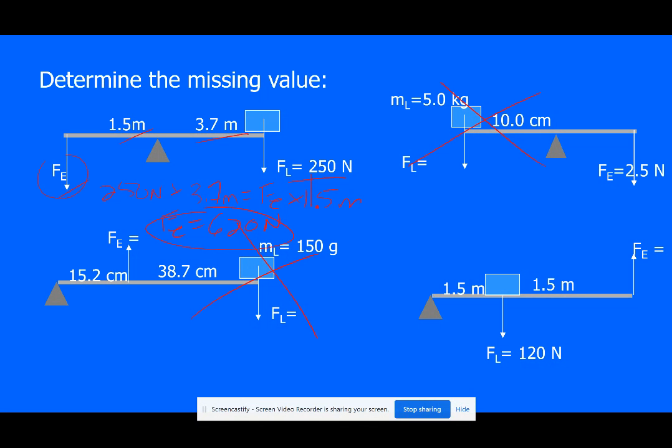Now directing your attention to the bottom right. Again, it wants me to find the effort force. Same exact setup. It's load force, 120 newtons, times load distance, 1.5 meters, equals the effort force times the effort distance. Now, this is where some people mess up because the effort distance is not 1.5. The distances in machines are always measured to the fulcrum, to the pivot point. So that is 3 meters. So our effort force is equal to 60 newtons.